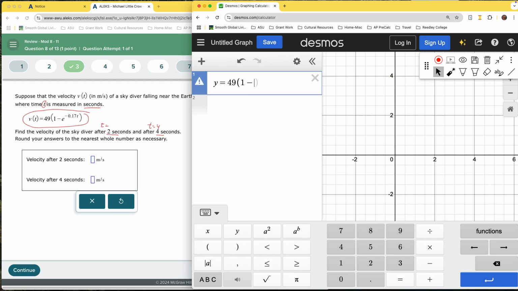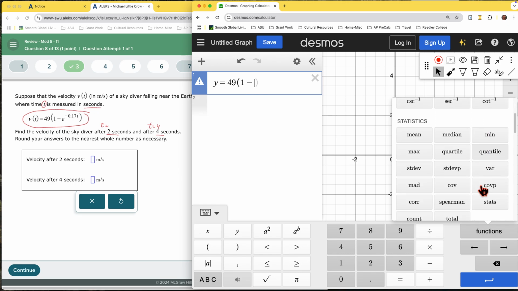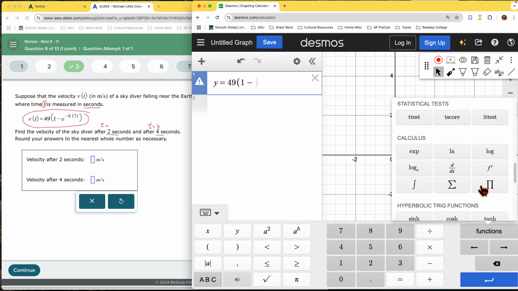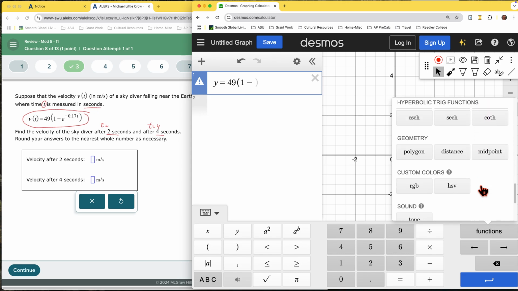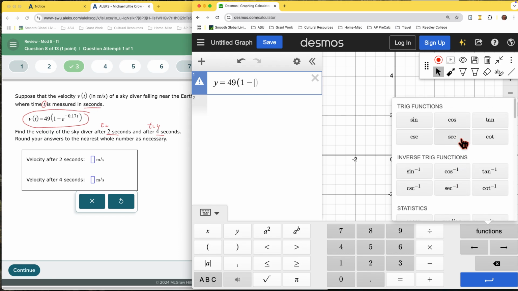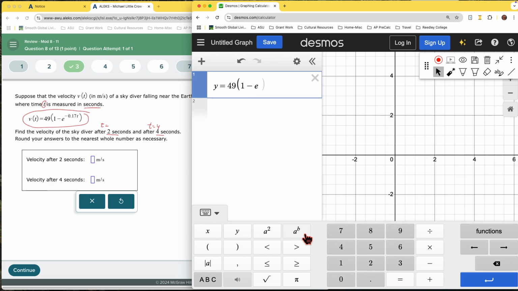1 minus. Now, you could use the functions, I think. Let's see. We could also just use e. It will interpret e as the number e and not a variable e. Just see if they have calculus. Yeah, we got a lot of stuff in here, but nothing really that we want to use. So we're going to use just the letter e. And notice it knows it's a number. We're going to put an exponent. Again, you could use this as our exponent, or you can use a shifted 6. Either way will do it.